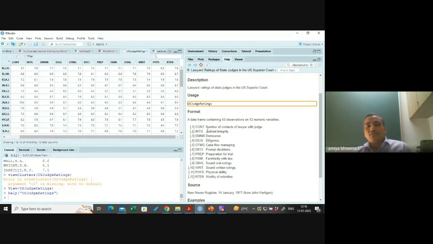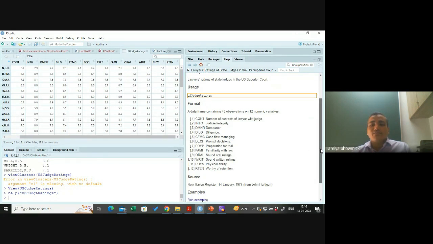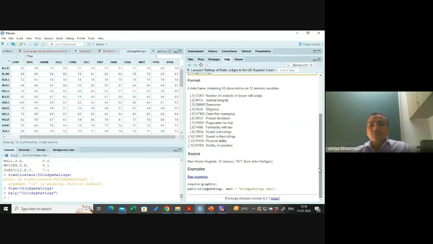Definition of the variables: INTG means judicial integrity. DMNR means demeanor, and there is familiarity with law and oral rulings. So these are different ratings of different judges, and this is also given.